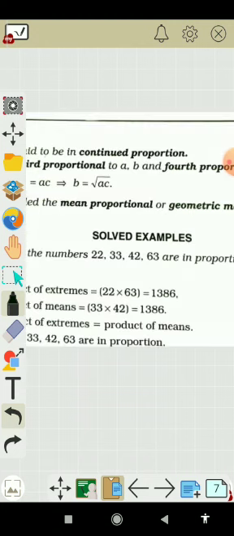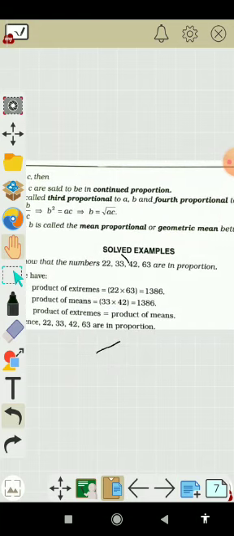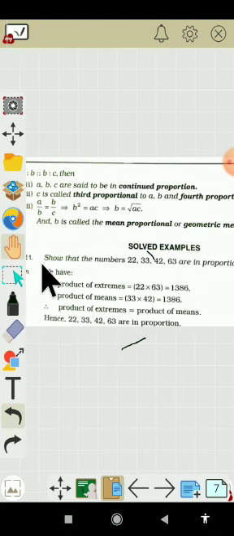So this thing we have seen. Now one example is there, that one we will see. Prove that the numbers 22, 33, 42, 63 are in proportion. If numbers are given, then we have to take the product of extremes and the product of means. If they are equal, then only we can say that the given numbers are in proportion.